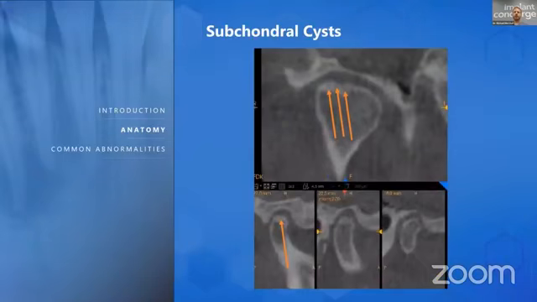Another very common finding, these are what's called subchondral cysts. So note that there's a little bit of sclerosis plus little low densities along the surface. And so when you're describing a condyle, the main description is, is the cortical outline thin and continuous? What is the appearance of the trabecular bone pattern? And so these are what's called subchondral cysts.